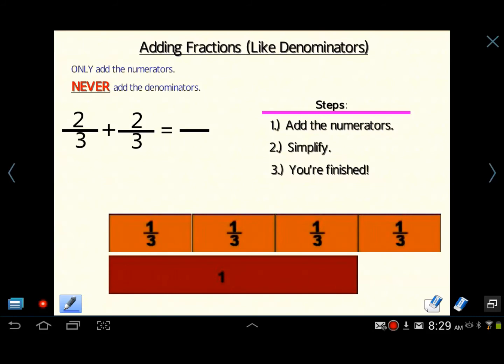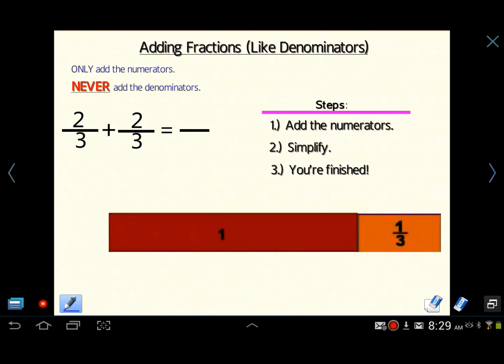1 whole on top of 3/3 makes what? Well, right here we have 1, and right here we have 1/3. So what's the answer? 1 and 1/3. There's your solution.